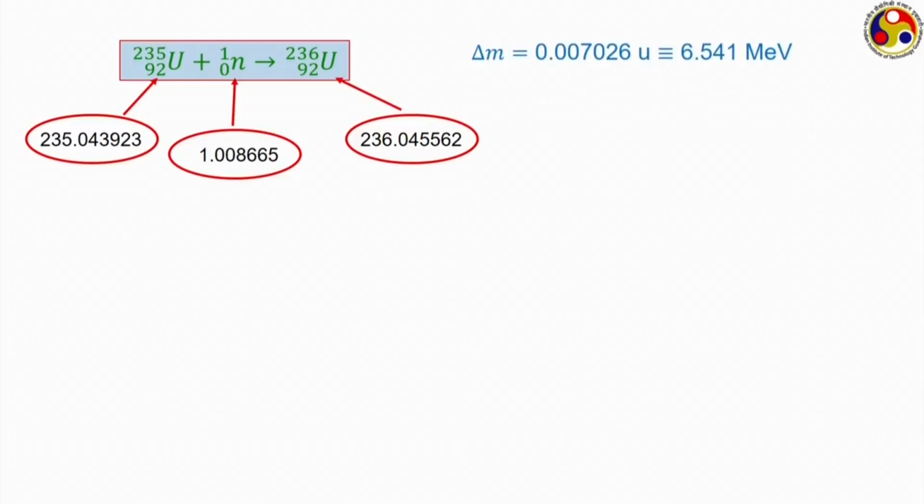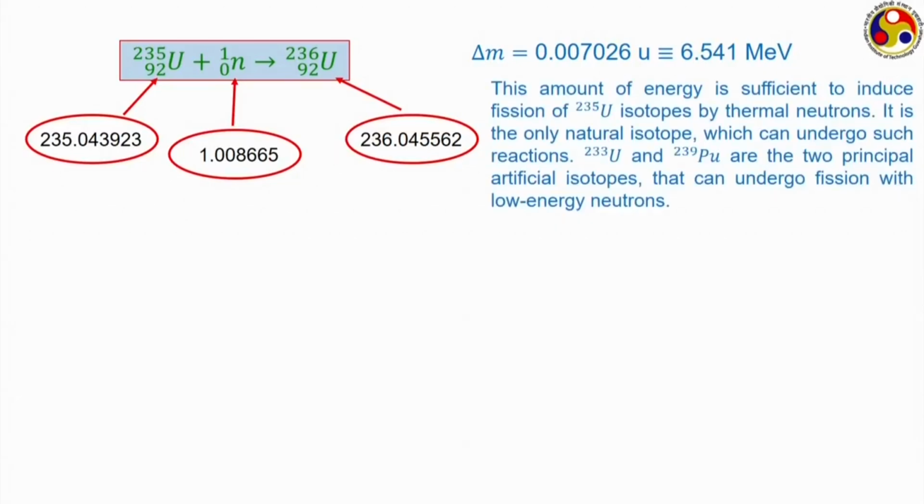If we calculate the corresponding mass defect, the rest mass of uranium-236 is found to be lower than the combined rest mass of uranium-235 plus a neutron, and that mass defect value is about 0.007 AMU, which corresponds to 6.541 MeV. This amount of energy is sufficient to induce the fission reaction that we have just seen.